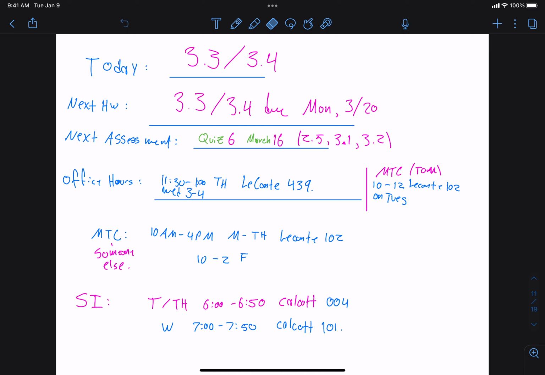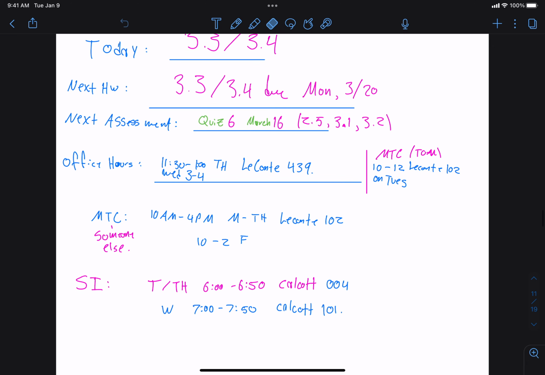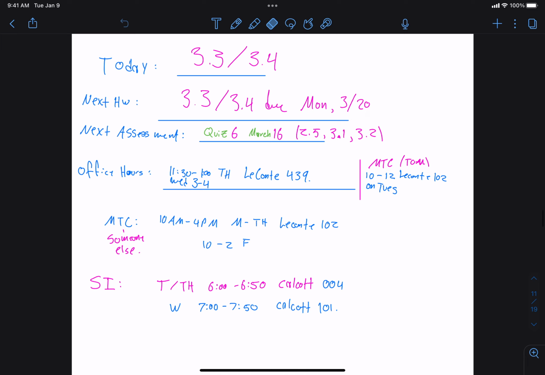So today we're going to talk about sections 3.3 and 3.4, learning the last few rules of differentiation. There were 2 homework assignments due yesterday, and there are going to be 2 homework assignments on what we learn today, and maybe on Thursday, which will be due on Monday. Your next quiz is quiz 6 this Thursday. It covers sections 2.5, 3.1, and 3.2. And my office hours are as usual.